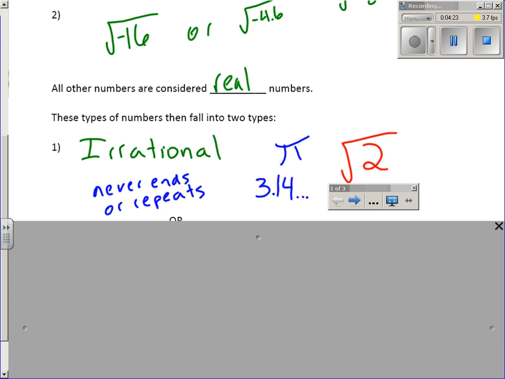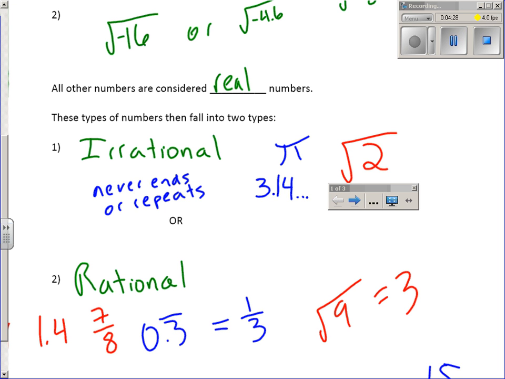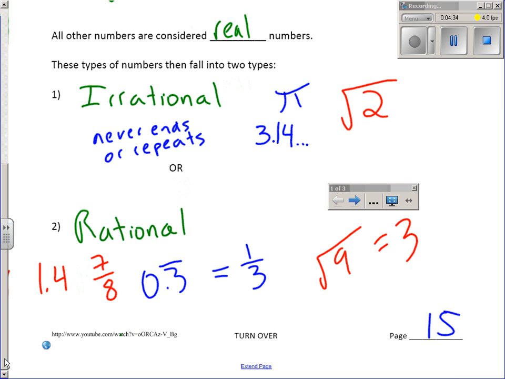And then the other type of real number is called a rational number. So inside of real, we have irrational and rational. Rational numbers can be lots of different things. They can be fractions, they can be decimals, they can be decimals that repeat, so 3 repeating, or it could be 2 digits repeating, like 36 repeating. Square roots of perfect squares are also rational numbers. So we have not real, which is dividing by 0 or square root of a negative number, and then we have real. Inside of real, we have irrational and rational.